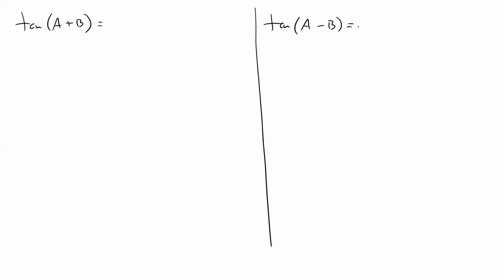Could we just turn tan into sine over cosine? Okay, you have to prove it. If you see sine over cosine, then it's sine of a plus b over cosine of a plus b. So that we can just write it all the way out.